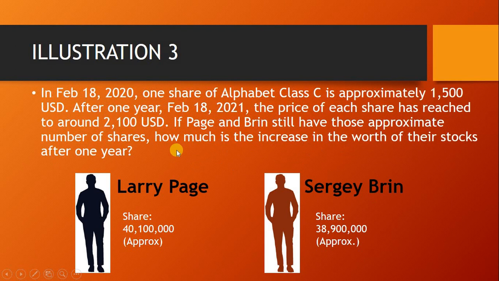million shares. On February 18, 2020, 1 share of Alphabet Class C is approximately $1,500. After 1 year, as of today, February 18, 2021, the price of each share has reached around $2,100. If Page and Brin still have those approximate numbers of shares, the 4.1 million for Larry Page and 38.9 million for Sergey Brin, how much is the increase in the worth of their stocks after 1 year?